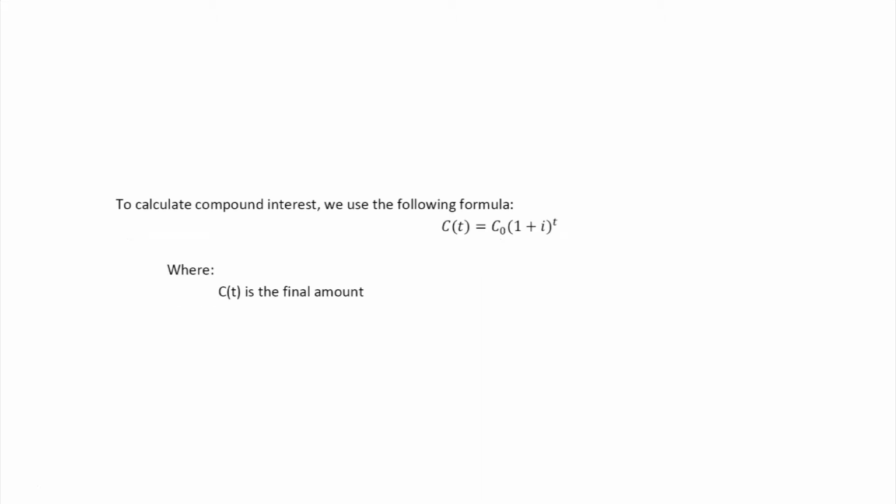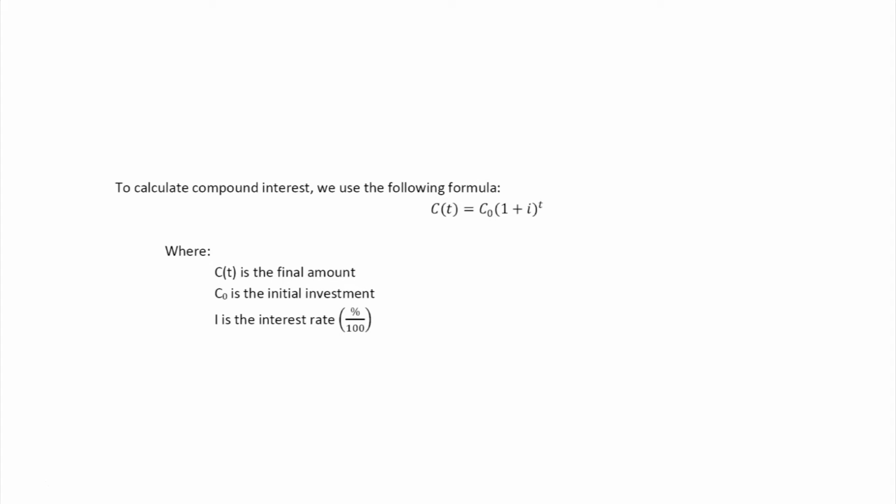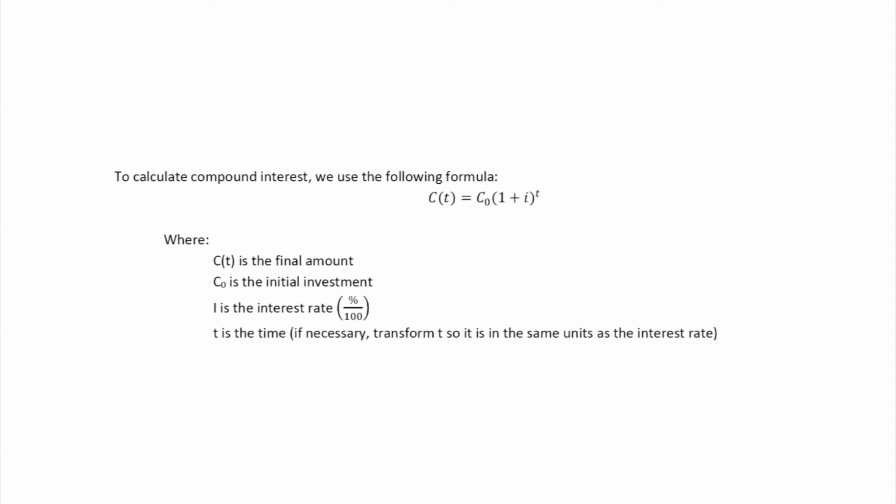C_T is equal to C_0 times (1 plus i) to the exponent t, where C_T is the final amount or the accumulated capital, C_0 is the initial investment, i is the interest rate, t is the time or duration of the loan. Keep in mind that the duration, the time, has to be in the same units as the interest rate is stated in. So if your interest rate is annual, then your t is in years. If your interest rate is in 6-month intervals, that's half years, your time has to also be in half years. It can be in months, days, or any units, they just have to be the same.